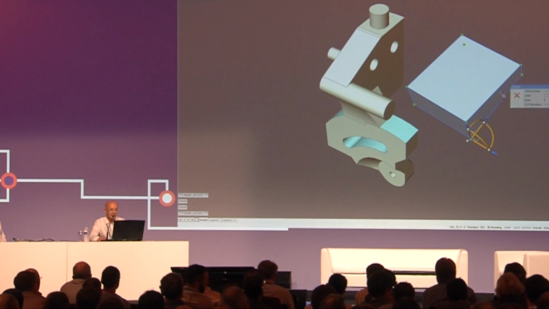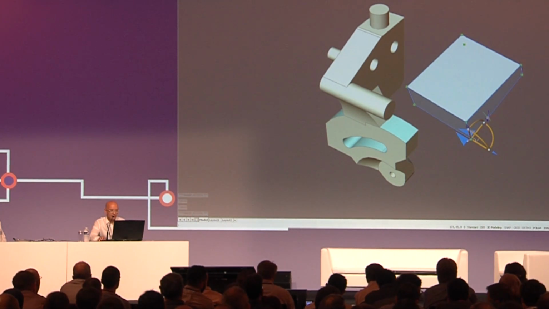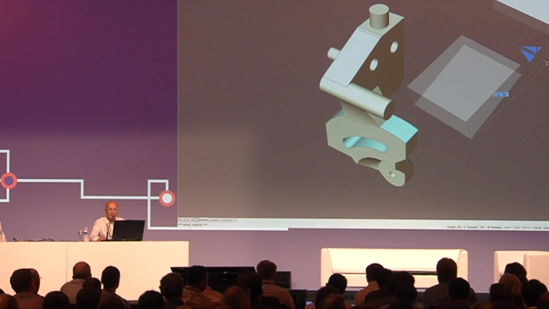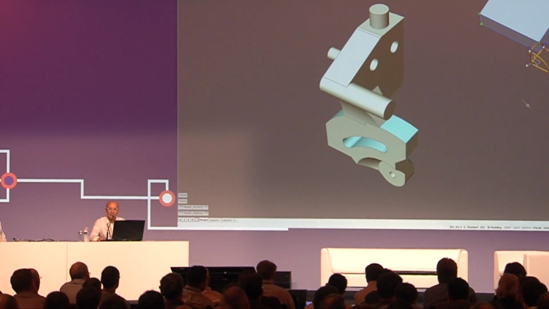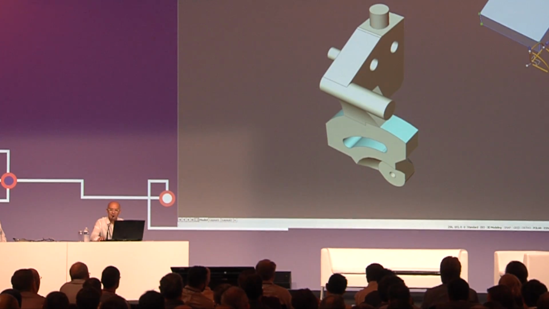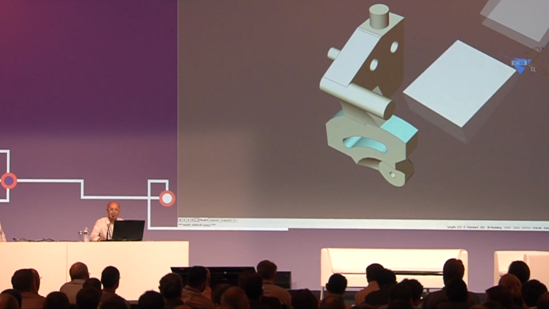And I can, for instance, do a mirroring. But when you mirror, like here, usually you will want to make a copy. Well, it's as easy as keeping your control key pressed, and you have your copy.